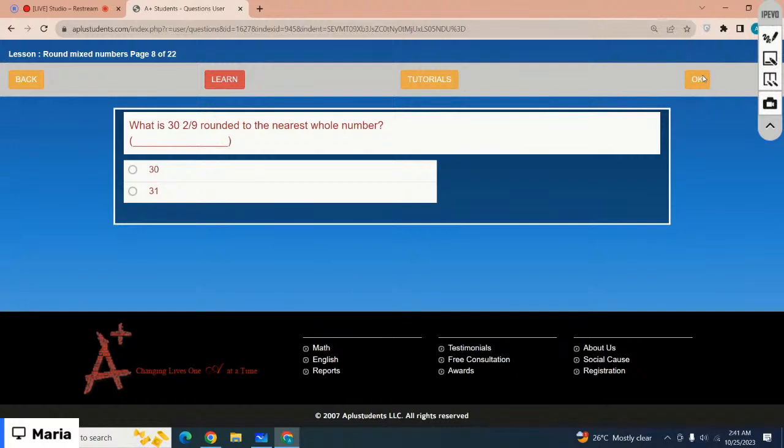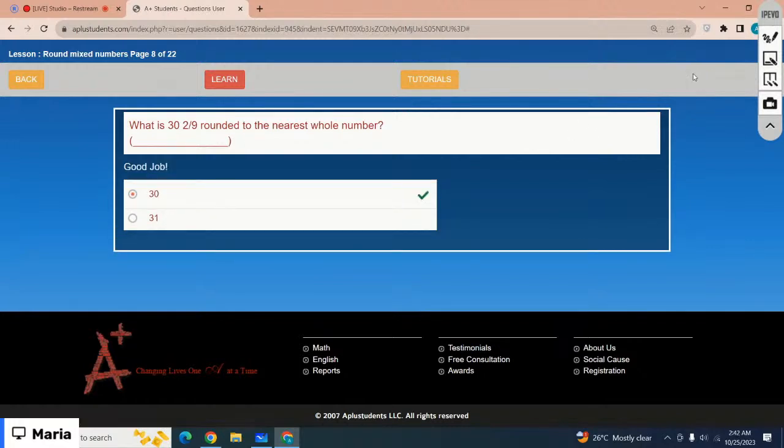What is 30 whole 2 over 9 rounded to the nearest whole number? So which is the correct option? 2 over 9 is less than 1 over 2, right? So it would be rounded off to the same whole number. That is 30, right?